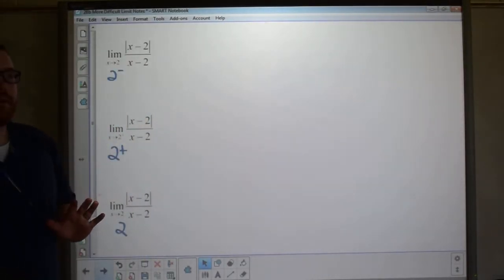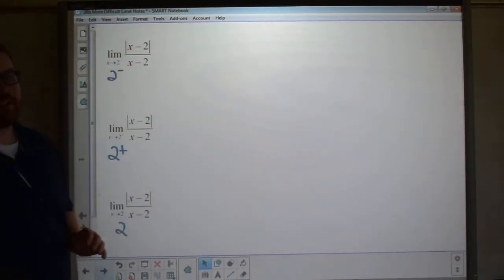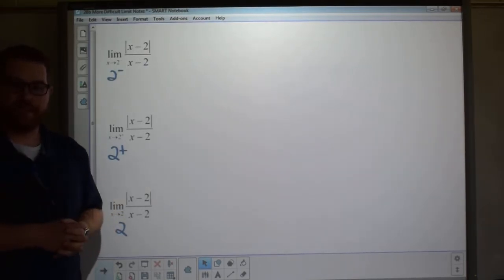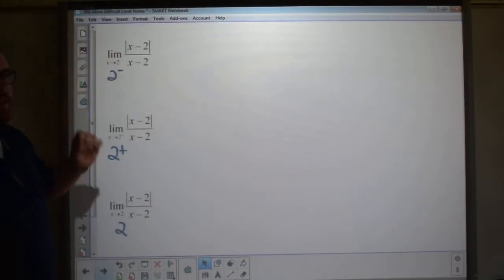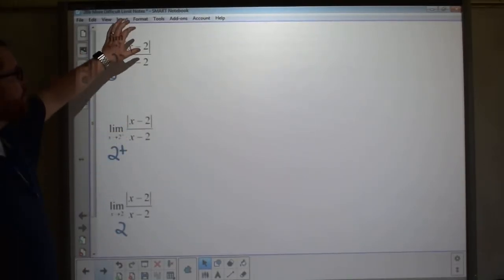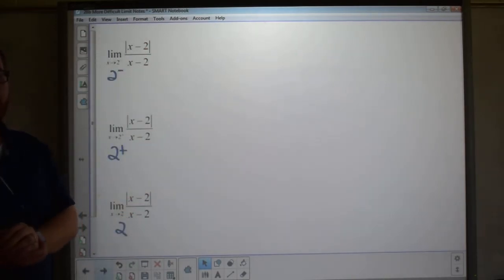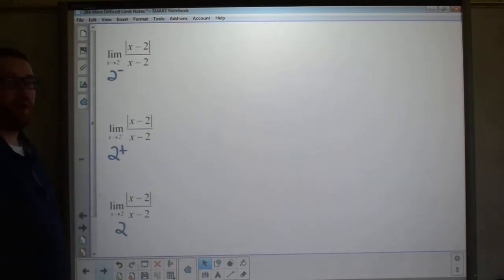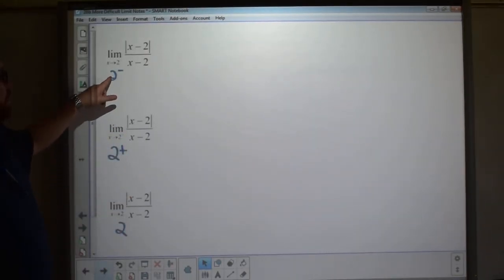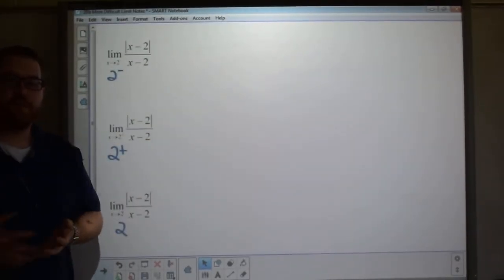But let's stop and think about this. I have something over itself, the same thing divided by the same thing. No matter what number I plug in that's bigger or less than 2, 1, 0, negative 1, negative 2, I'm going to get the same number on top and bottom, with one exception. The top number is always going to be positive. If I plug in a number less than 2, to the left of 2, like 1, I'm always going to get a negative on the bottom.